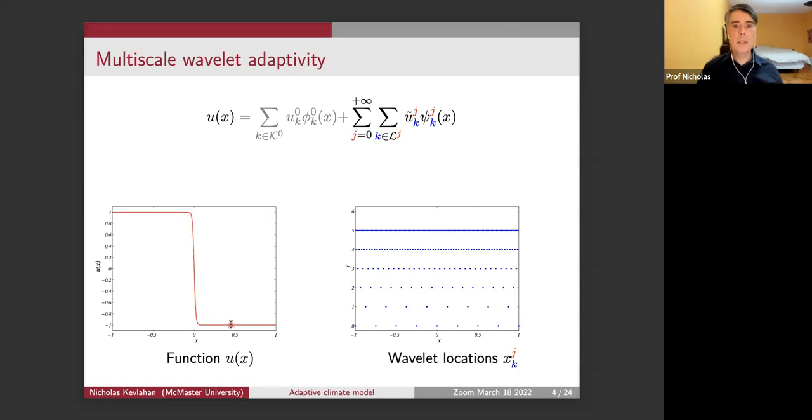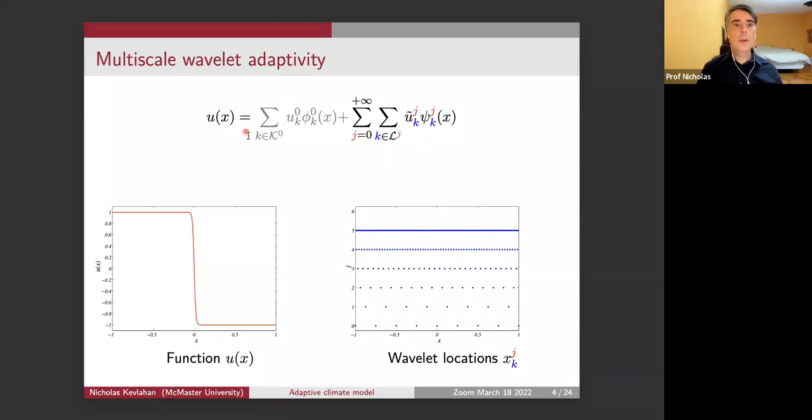It could be like a front, and I'm going to expand the function u of x in a wavelet basis. So what are the ingredients of the wavelet basis? You've got two families of basis functions. The phi's are what is called the scaling function, and they give you a basis at any given level of resolution. So here we've got 1, 2, 3, 4, 5, 6 different levels of resolution.